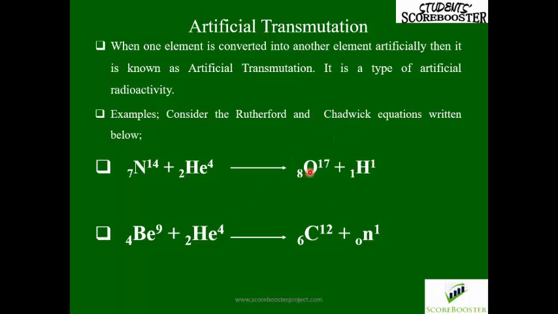The same thing, this is Chadwick. When Chadwick discovered neutrons, we said the other time, like lecture 2 or lecture 3, he bombarded beryllium, so he was able to get the carbon-12 isotope. So these are called artificial transmutation, when we convert one element into another intentionally by bombardment with other particles. It is a type of artificial radioactivity because ordinarily it cannot occur like this. That is why we call it artificial transmutation.